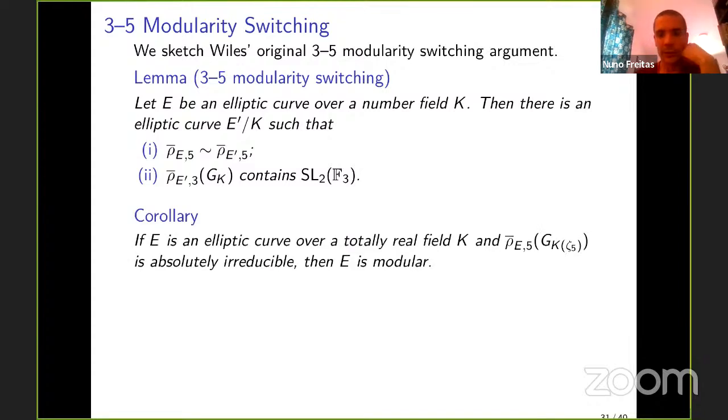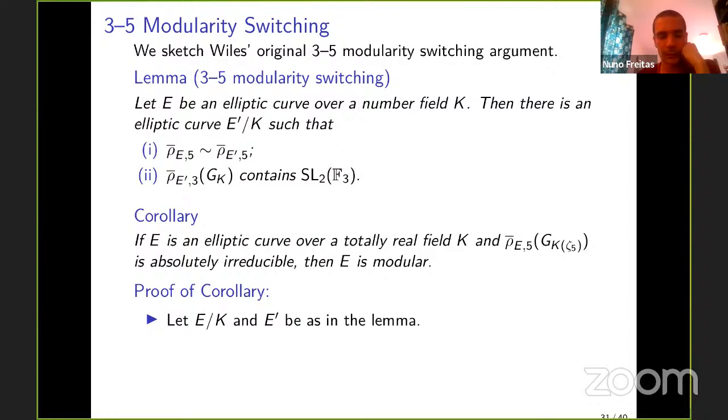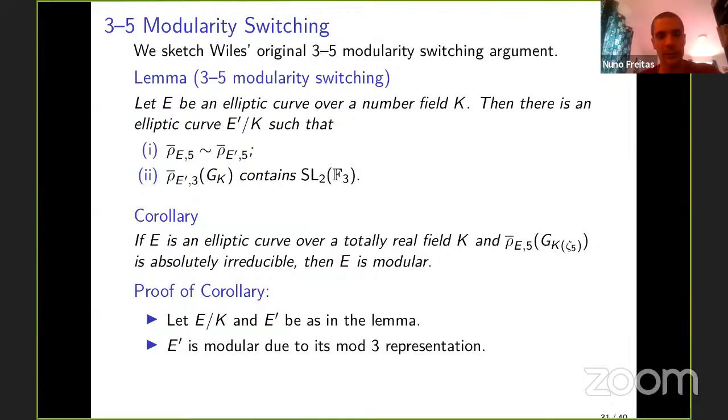So as a consequence of this, if our elliptic curve has large image modulo 5, then it is modular. And the proof goes like this. We take E and E dash as in the lemma. By assumption 2 in this lemma, we know that E dash is modular due to its mod 3 representation. So if E dash is modular, all representations attached to E dash are modular.